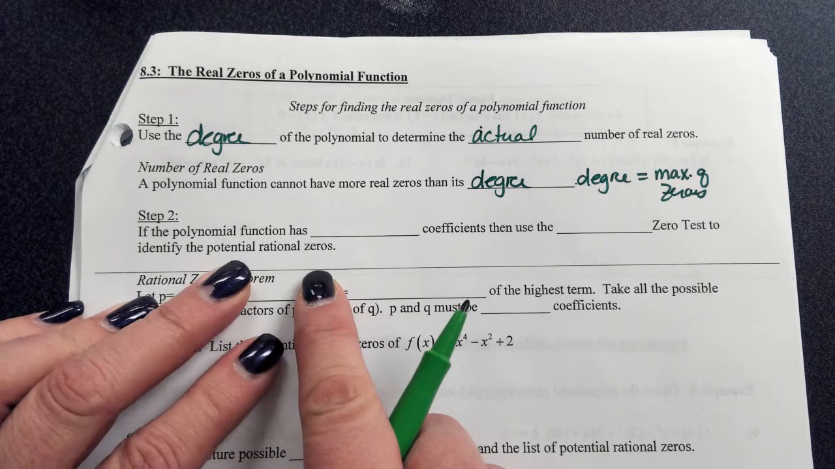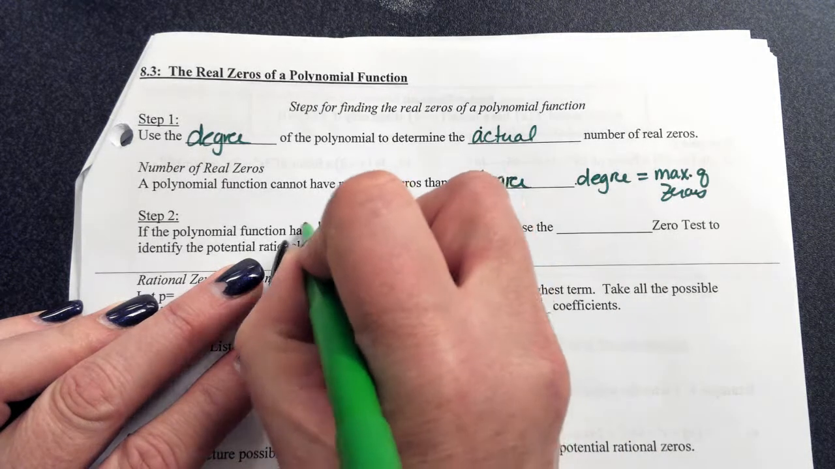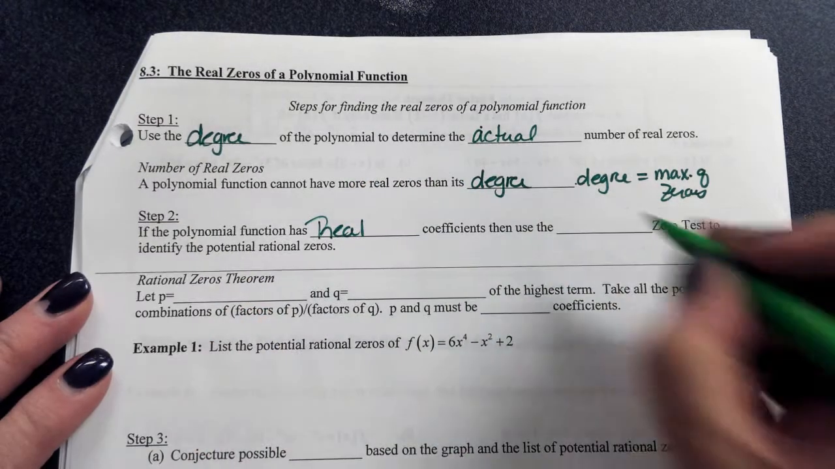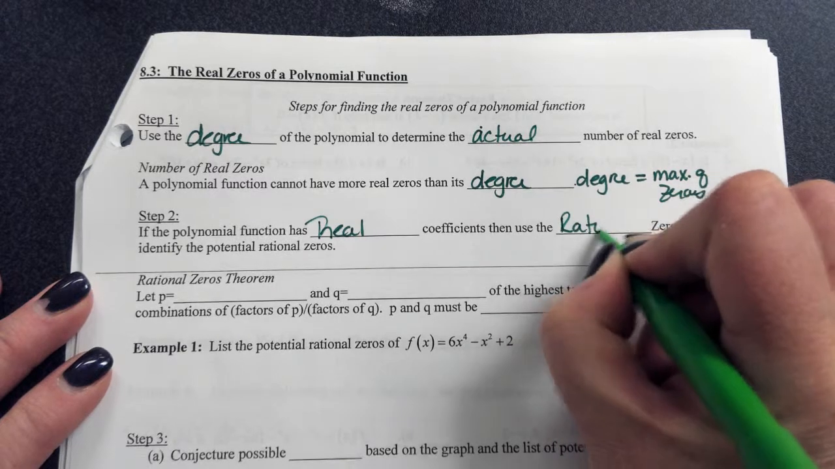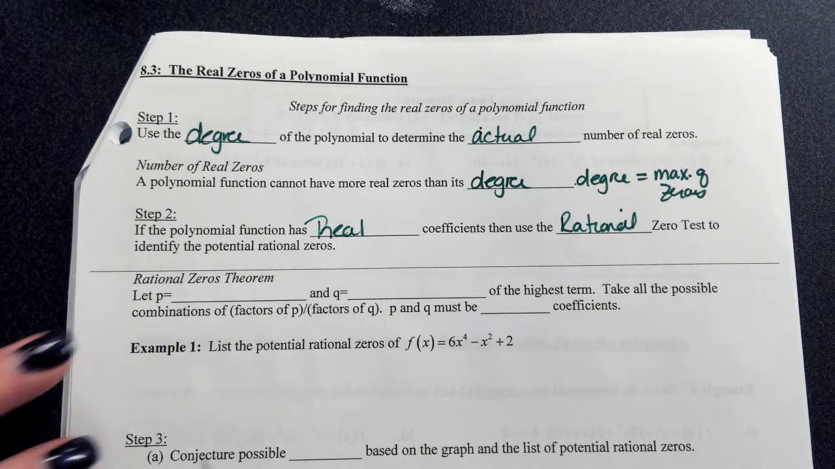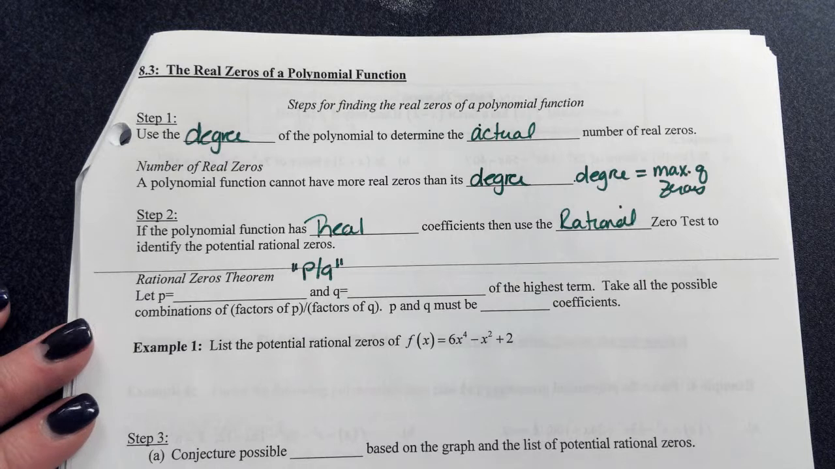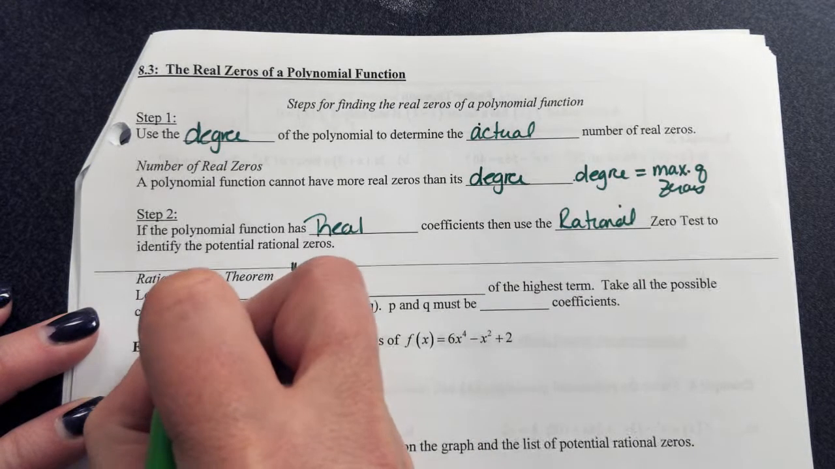Another thing you're going to use is the rational zero test. So if the polynomial has real coefficients, then use the rational zero test to identify your potential candidates for the zeros. This is where some of you may not have seen this last year in Algebra 2, the rational zero test. I call it the P over Q test. So what is P? P is the coefficients.